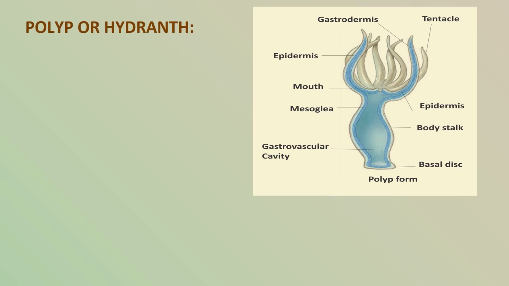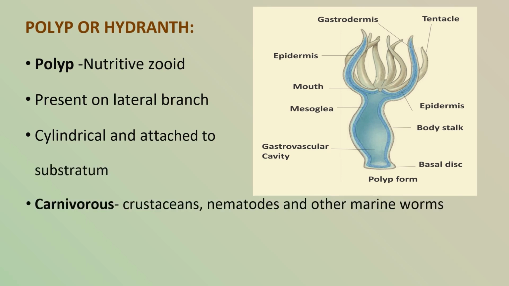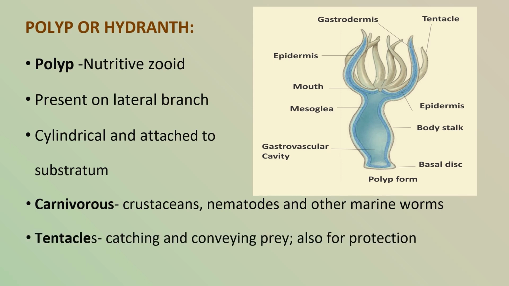Polyp or hydranth. Polyp is a nutritive zooid. These are present on the terminal ends of the lateral branch. They are cylindrical and are attached to the substratum. They are carnivorous, depending upon crustaceans, nematodes, and other marine worms. They have tentacles which are used for catching and conveying the prey, and they also act as an aid of protection. The digestion is extracellular and intracellular.